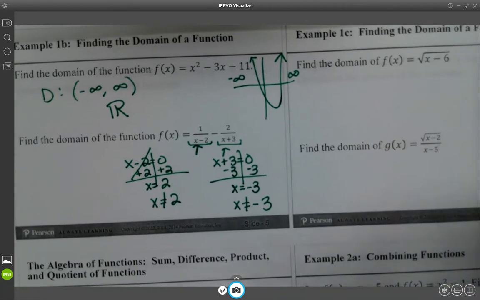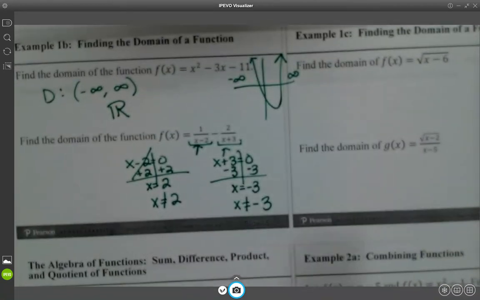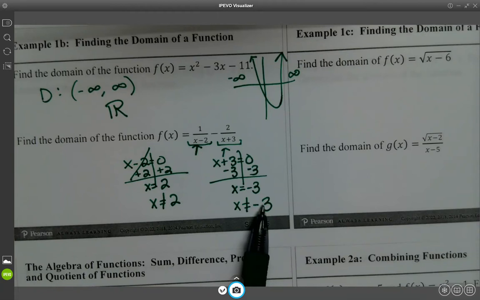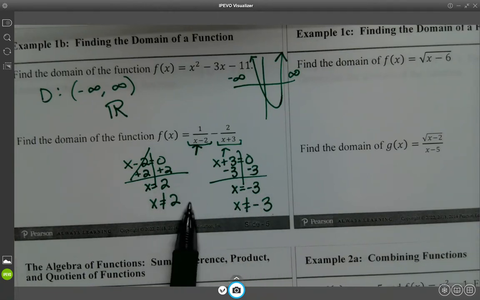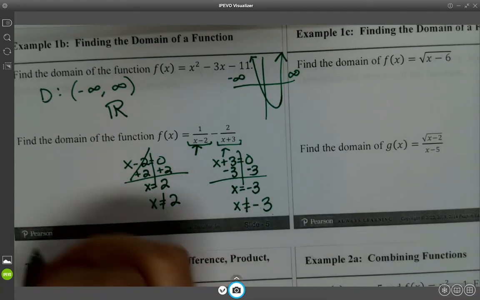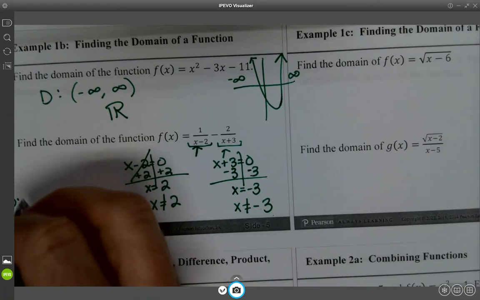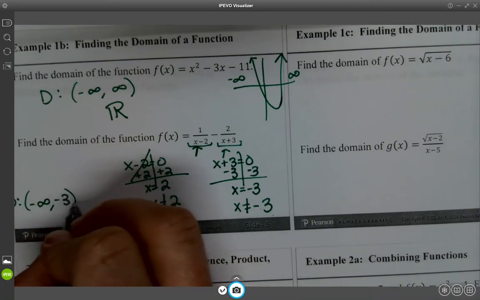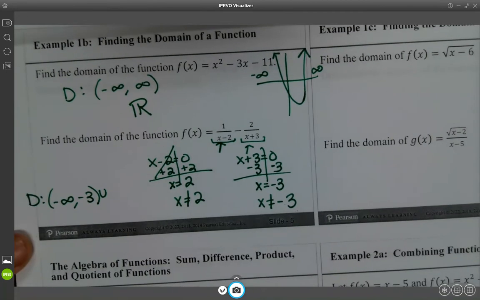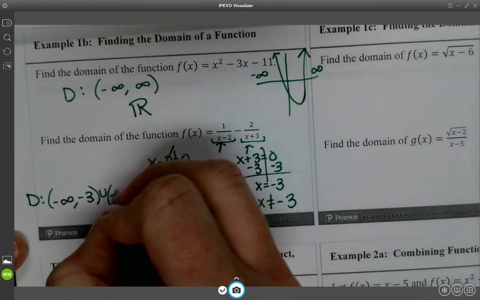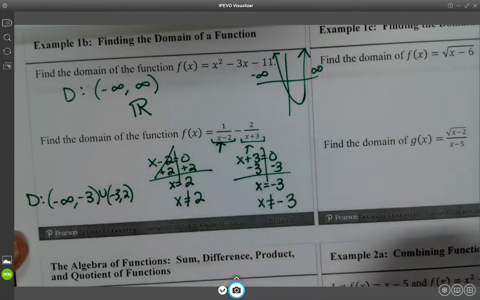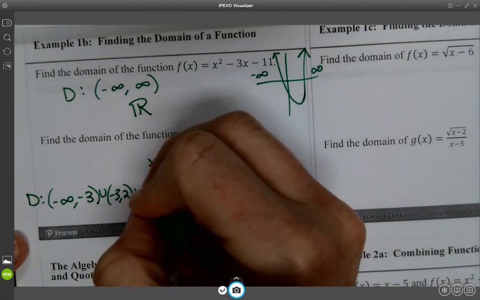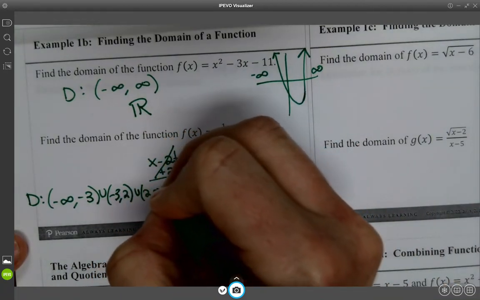We're going to do this similar to that other problem that we did. We pick our smallest number. So it's going to go negative infinity to -3, -3 to 2, and 2 to infinity. You want to go from least to greatest, and negative infinity is the smallest. So negative infinity to -3 union -3 to 2 union 2 to infinity.